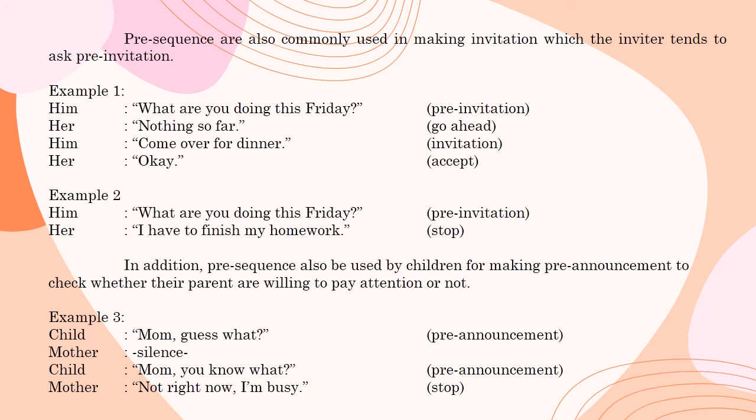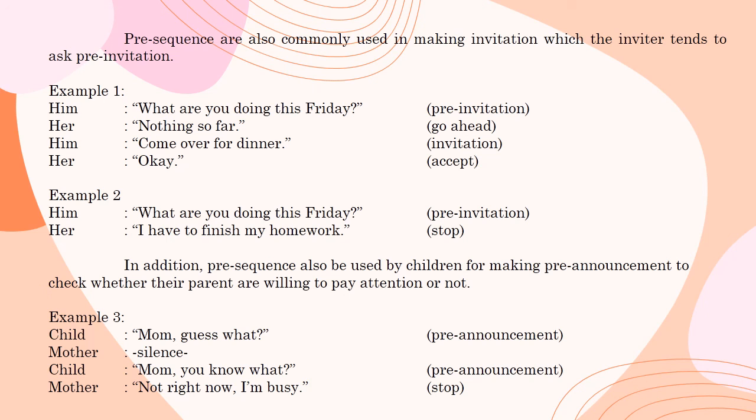Now look at example number 2. It's the same pre-invitation as number 1, but the addressee, her, answers with a stop response because on Friday she has to finish her homework. This can prevent the speaker from making an invitation that maybe can't be granted by the addressee.